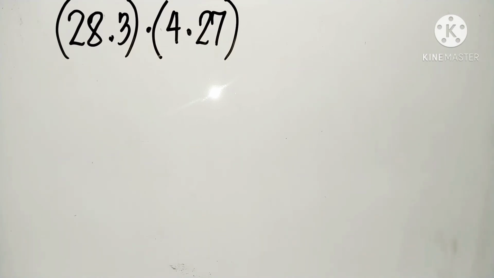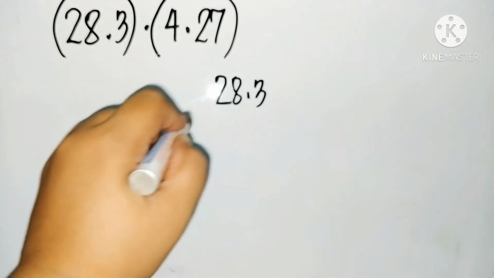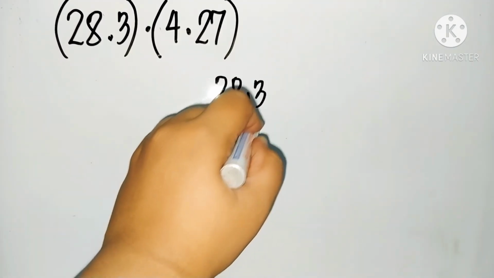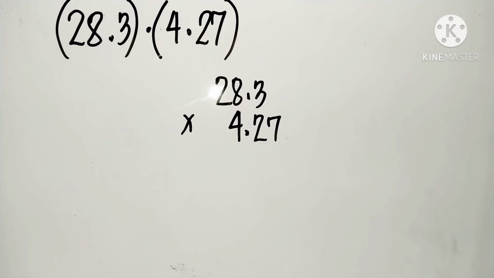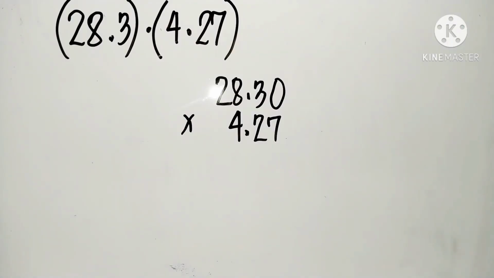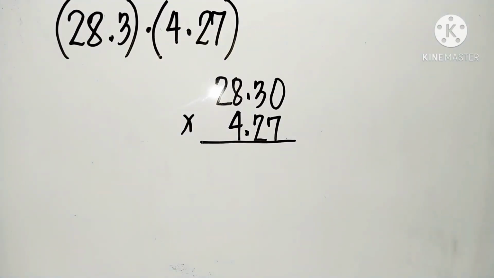So, kagaya kanina, first, we write it in a vertical column. 28 and 3 tenths times 4 and 27 hundredths. Kung mapapansin nyo, yung 7, wala siyang ka-align. Para hindi kayo malito, you can add 0. Para lang ma-avoid na kayo ay malilito kung alin na yung minumultiply ninyo. Mag-multiply na tayo, kagaya nung ginawa natin kanina.